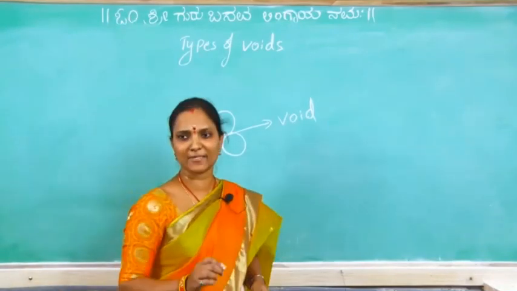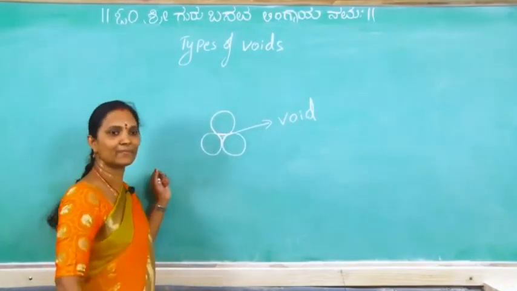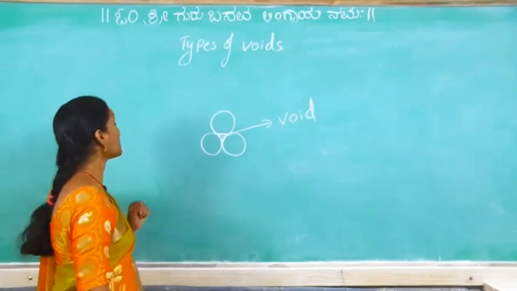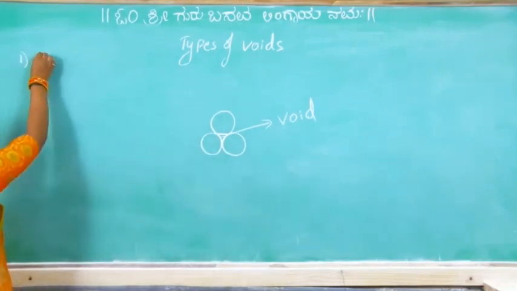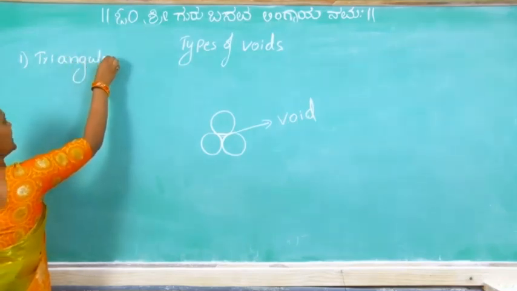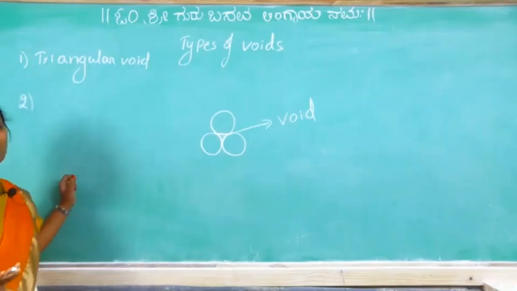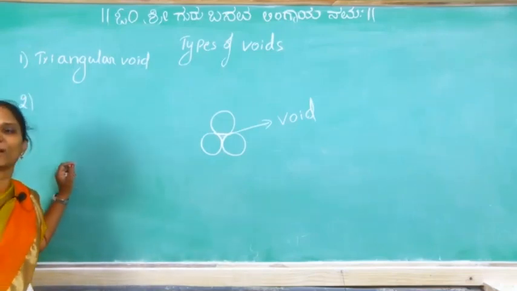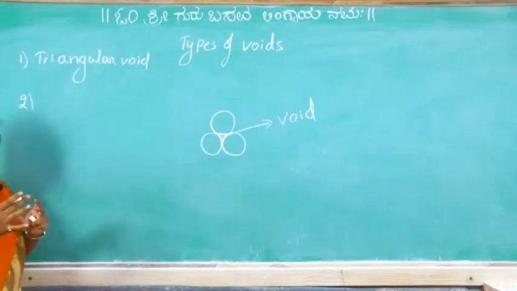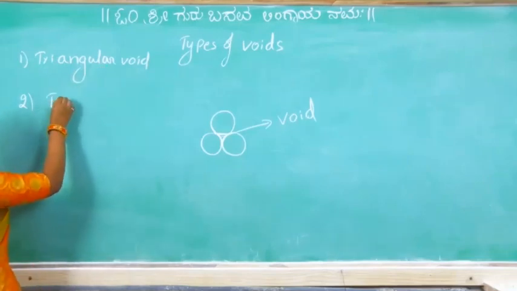So what are the different types of voids? Now say this. Here what we are getting? The shape is triangular, so the void name is the triangular void. The first one is the triangular void. Four types of voids are major, and in 3D close packing 2 types are major voids. So, triangular void, tetrahedral void.